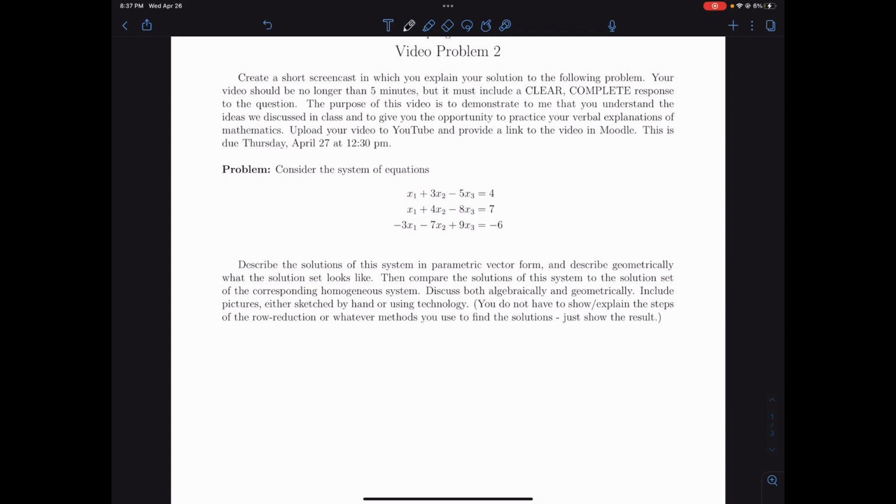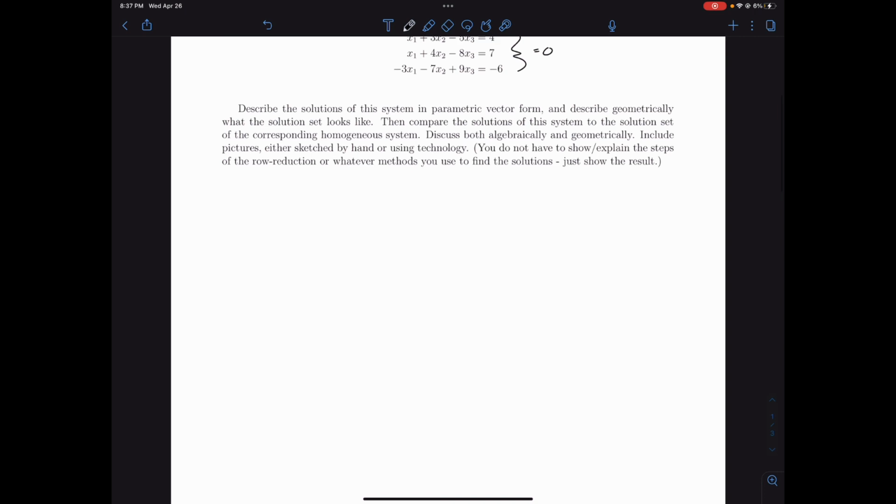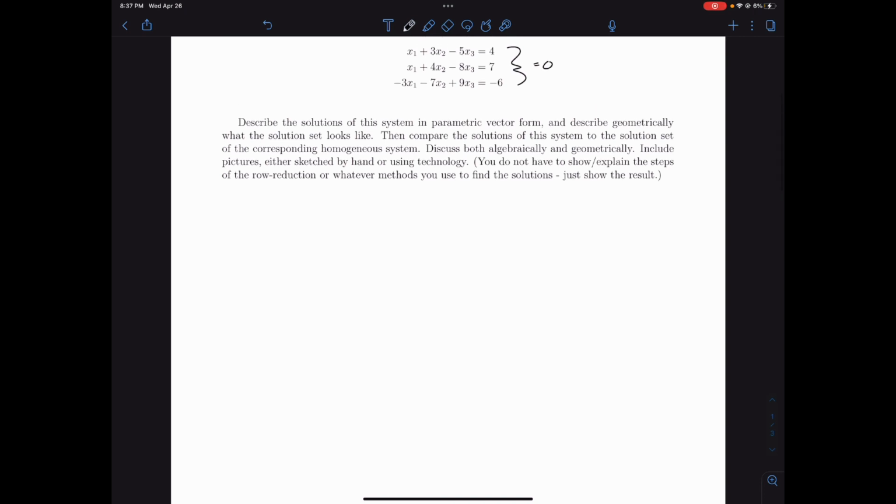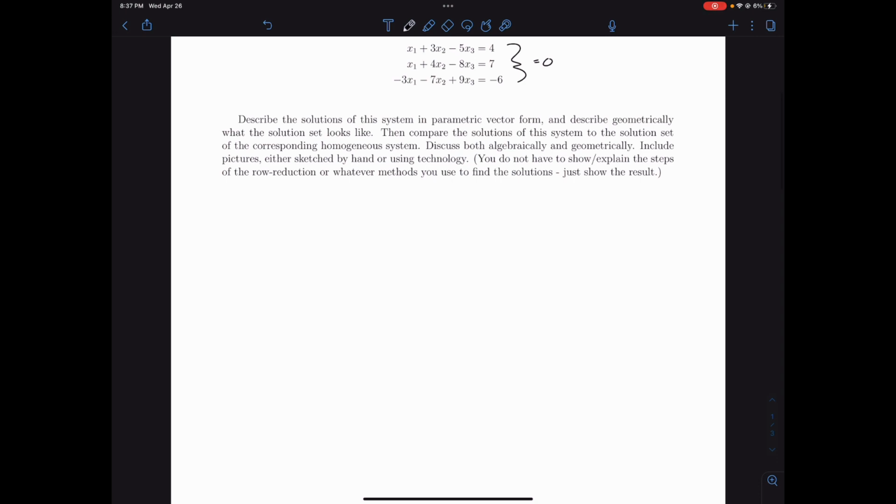and then we are asked to analyze the homogeneous system, which just states that the right-hand side of all these equations is equal to 0, and discuss how the solution set changes between the inhomogeneous and homogeneous. So let's get right into it.